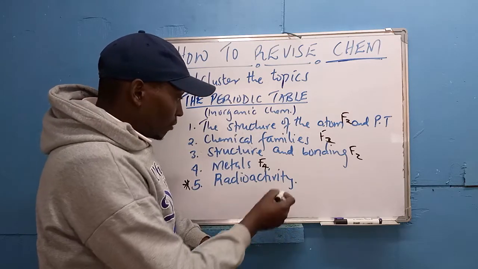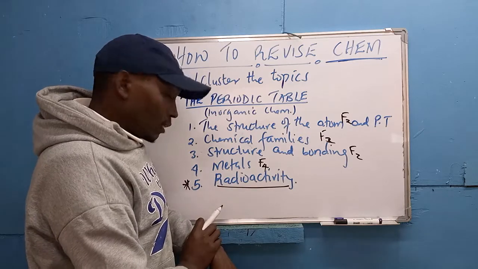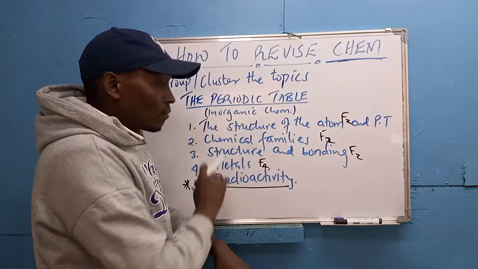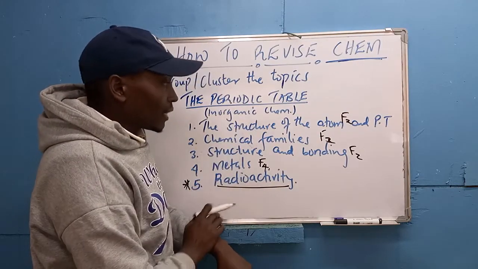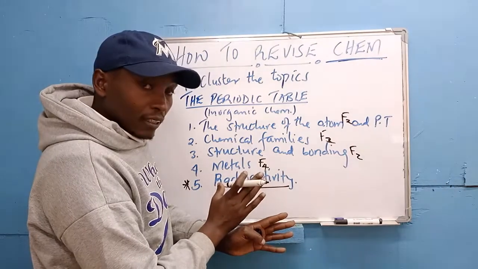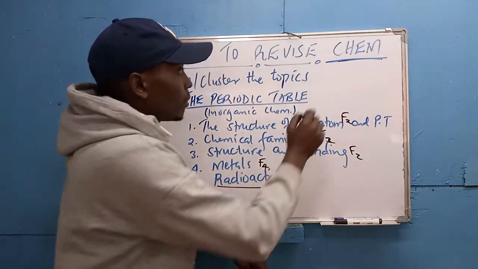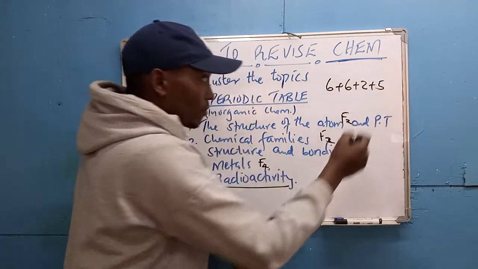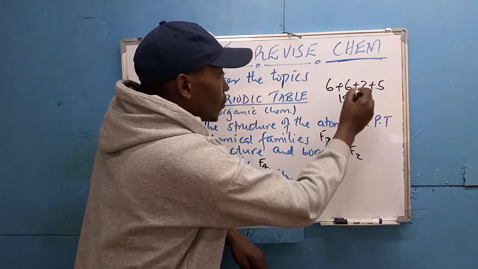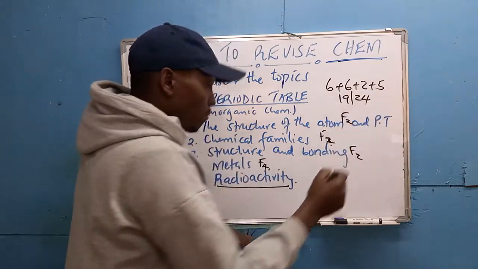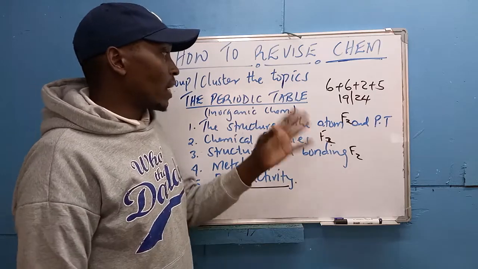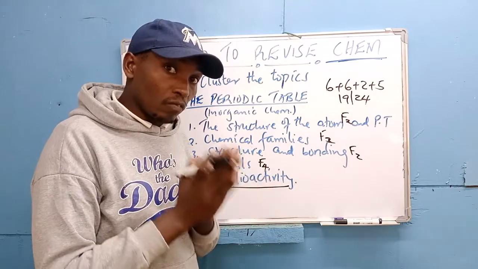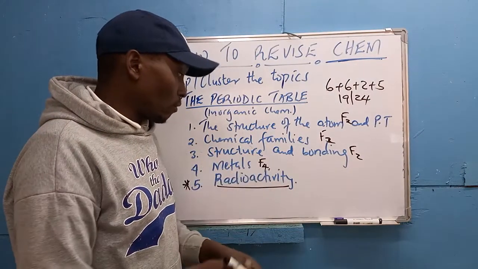Then this topic, radioactivity. Yes, it is more of a physical chemistry topic, but the foundation of radioactivity is the structure of the atom. So the 5 topics can be clustered together and revised under the umbrella of inorganic chemistry. Remember, we had 6, then another 6, we had 2, and now we are having 5. We are talking about 19. So 19 out of 24. We have clustered the topics into 4 categories, 19 of them, and we are now able to revise well as a cluster of topics.